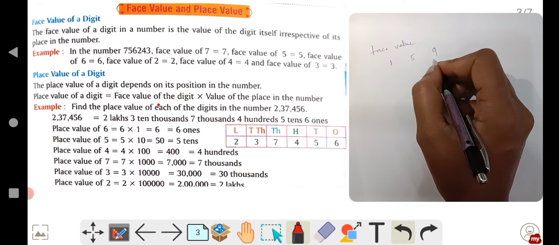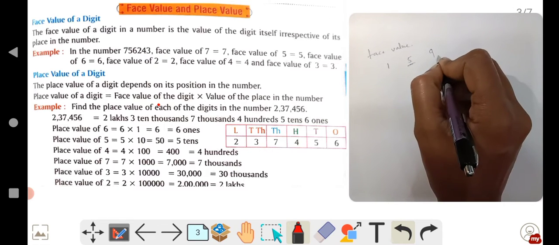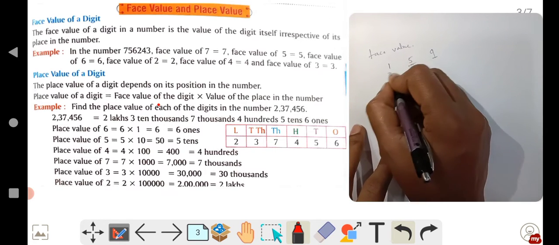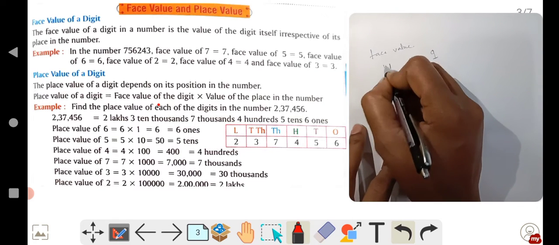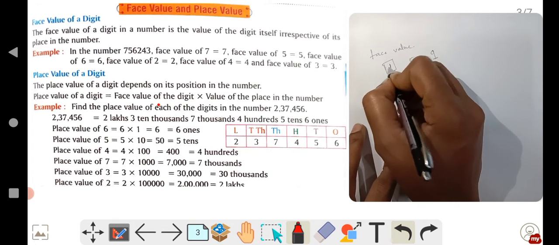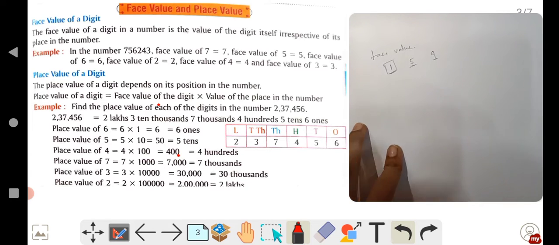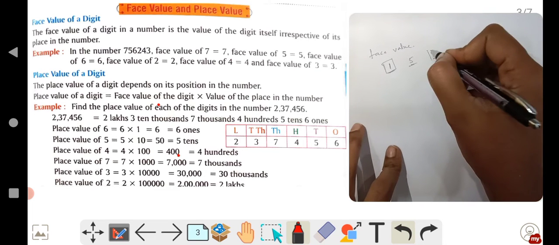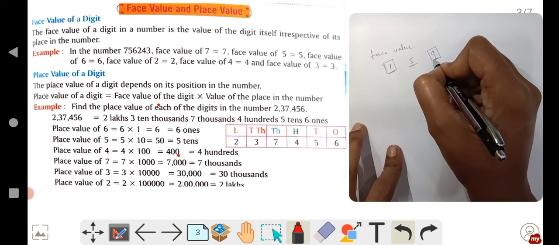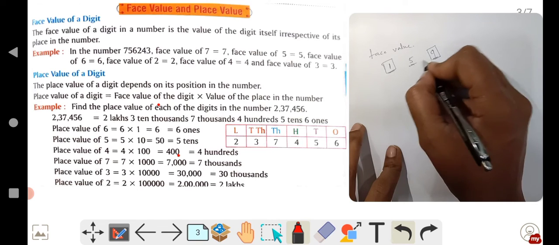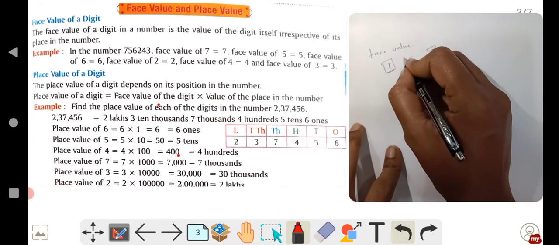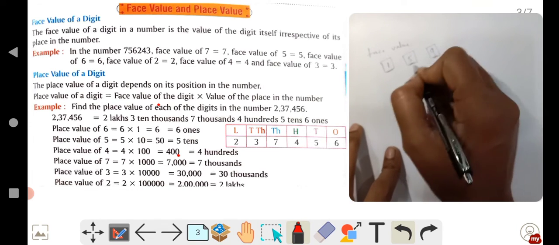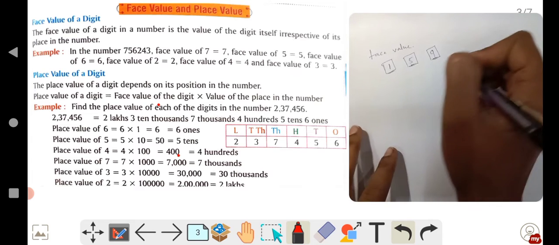So here, whenever you see, you identify the number, is it? You identify the number by seeing it. So that is nothing but its value. So this number has its value as 1, and this number has its value as 5, and this number has its value as 9. So the value of the digit itself is called the face value.